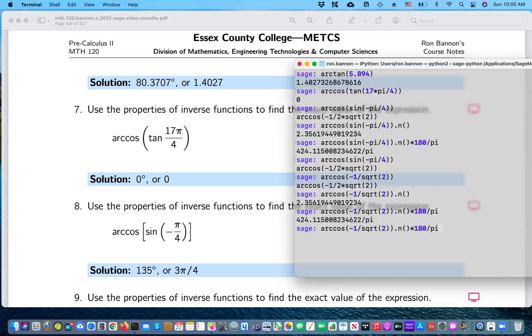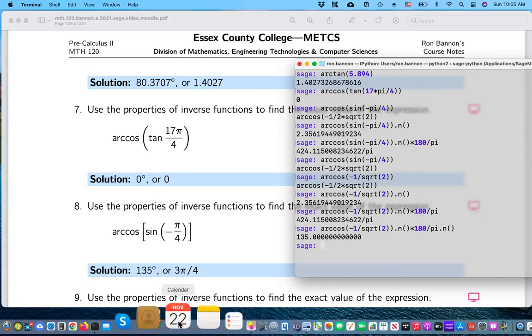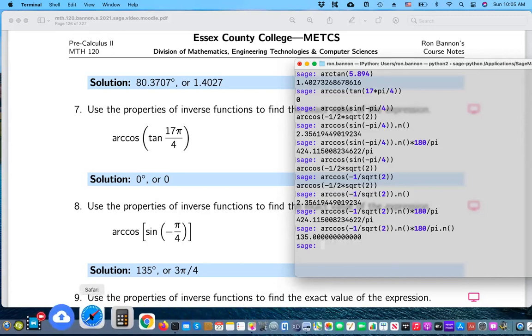Oh, I got to do the pi. That's what's happening there. Now I see. Yeah, 135. Again, I don't know why I didn't do it. I really don't. You know what? I want to go to Mathematica. Let's do that right now.